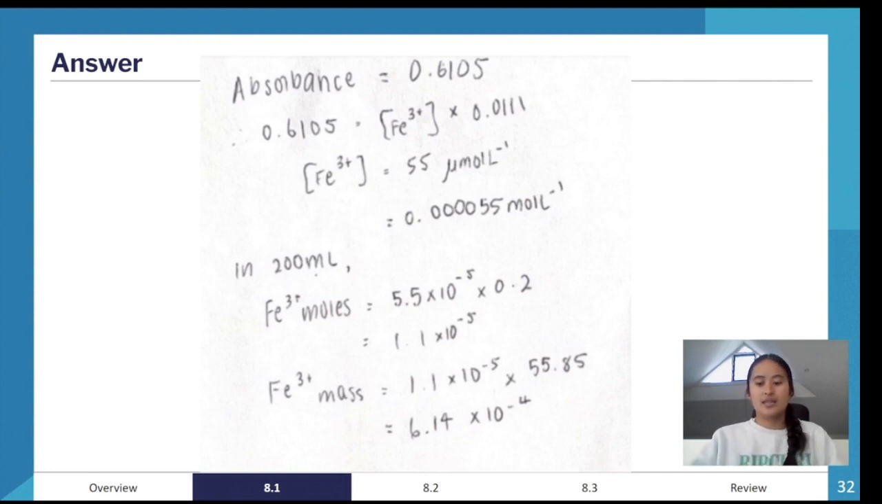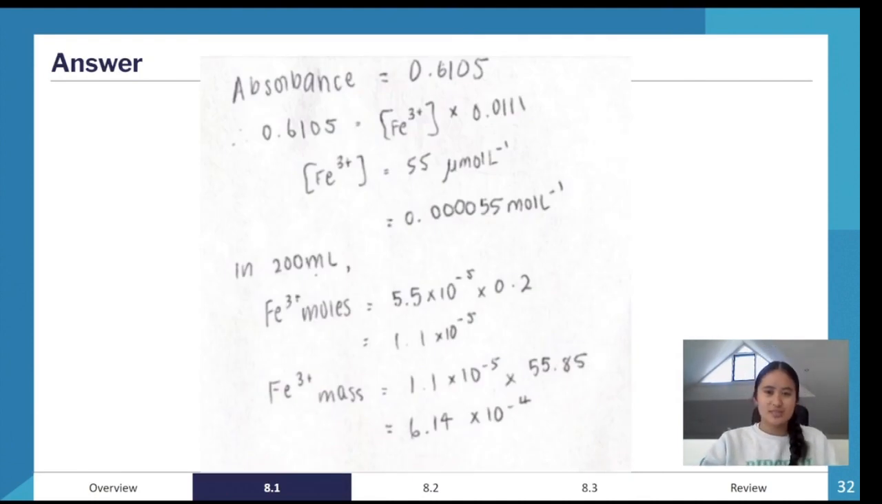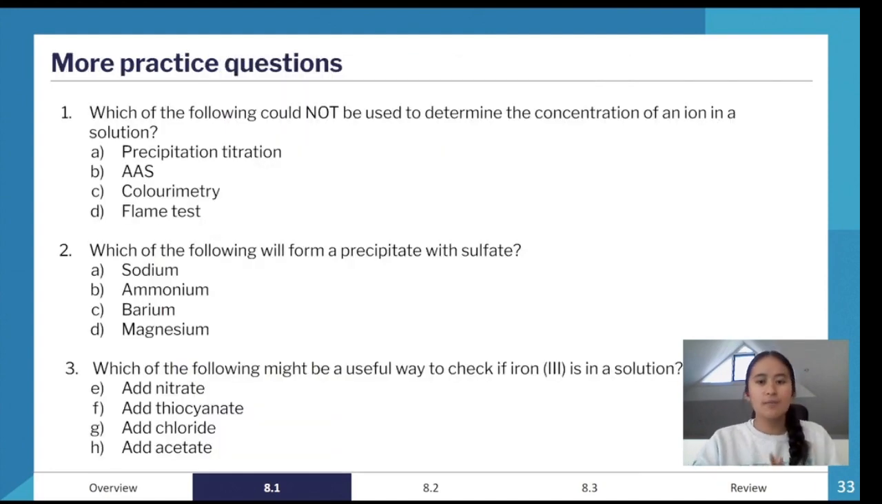So the answer in the end happened to be, what was the option? C. It happened to be C. So for those types of questions, just be really careful with your moles, and if you're doing any type of converting from millimoles to moles or micromoles to moles, just be really careful with your decimal places there. But yeah, that was one of the sample questions, and once you go through it, it's actually much easier than it looks. So some more practice questions before I move on to the next question.